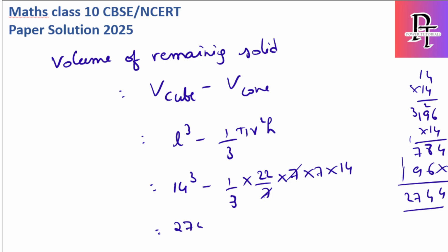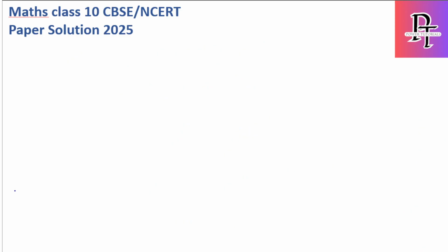It is 2744 minus 7 into 14 into 7 into 22, let's do this part. What is 14 into 7? That is 98. Then 98 into 22, which gives 2156.